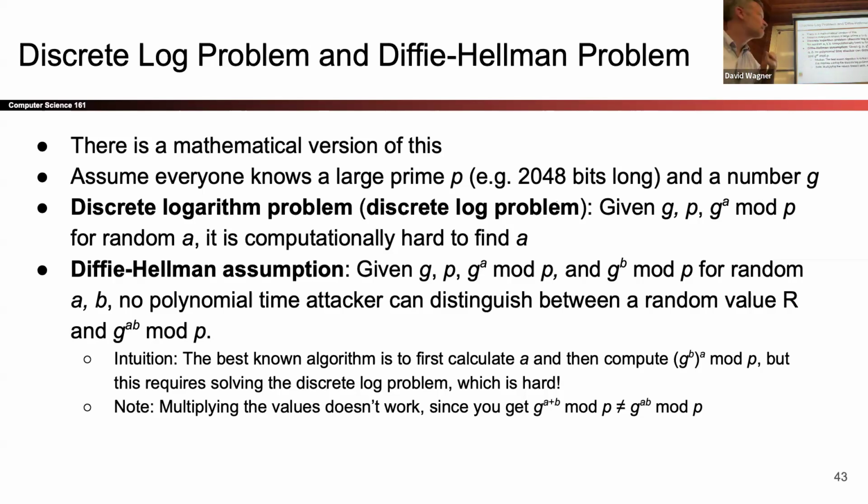from g and p and a. But as far as we can tell, if I tell you what g to the a mod p is, and I don't tell you what a is, so I tell you g to the a, I tell you g, I tell you p, there is no known algorithm to reconstruct what a is. It's believed to be very, very hard to find a.